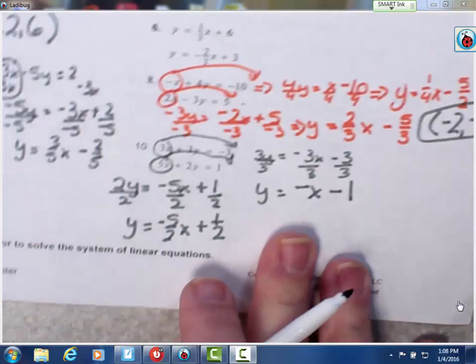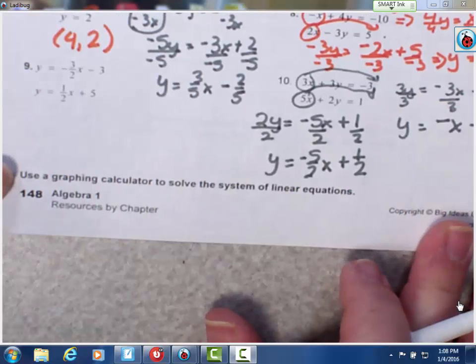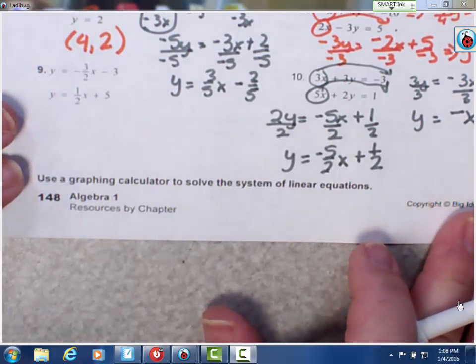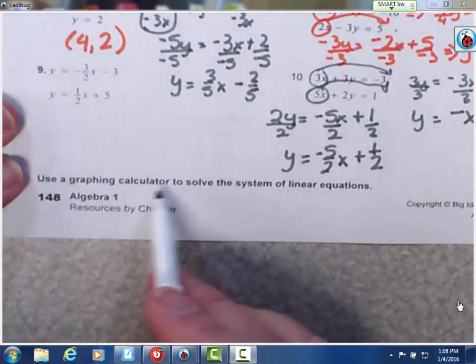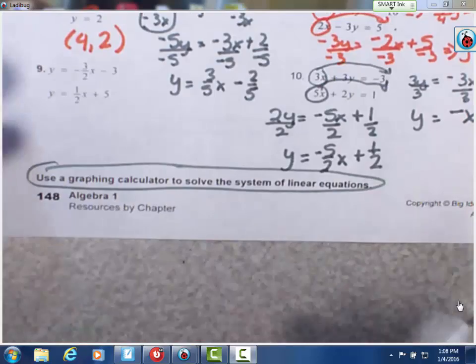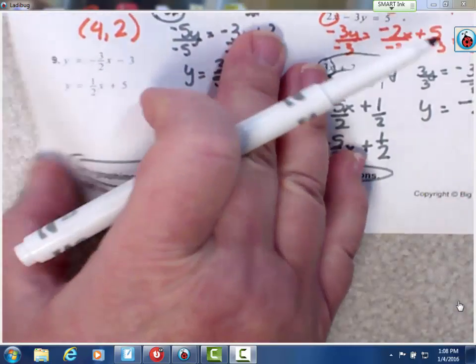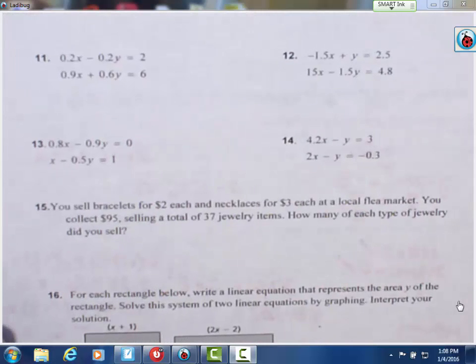A little tricky here. The instructions for the next page are right here. Use a graphing calculator to solve the system of linear equations. So if you miss that, you might be trying to still do them by hand, but we're going to go ahead and use our calculator for this.